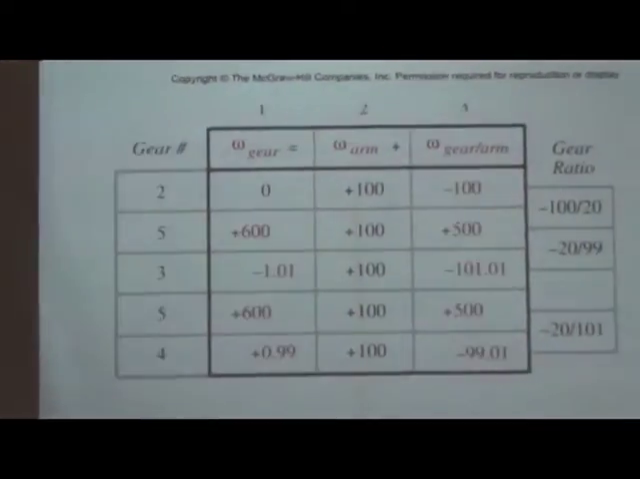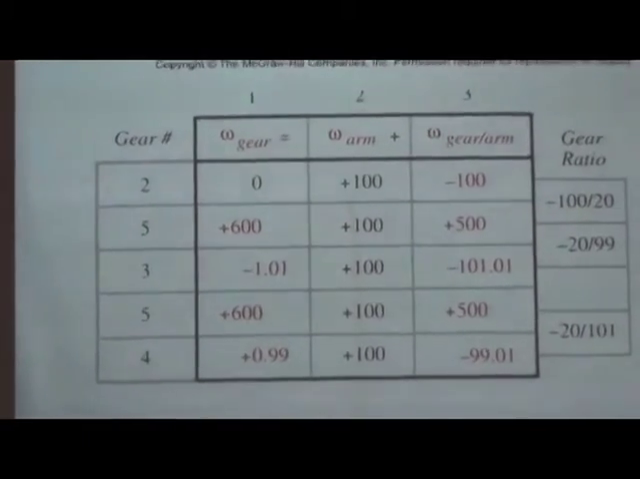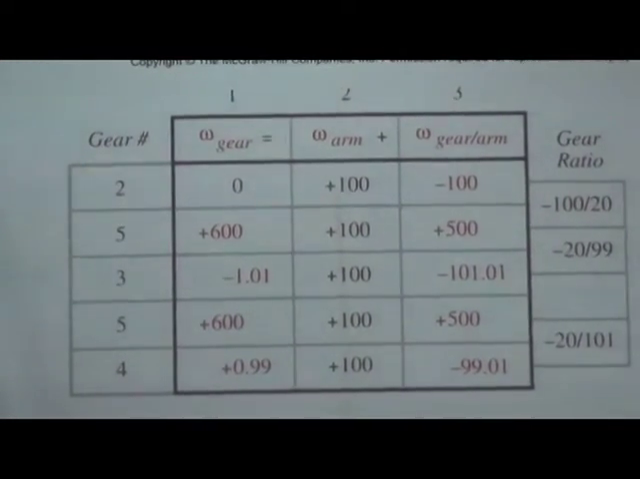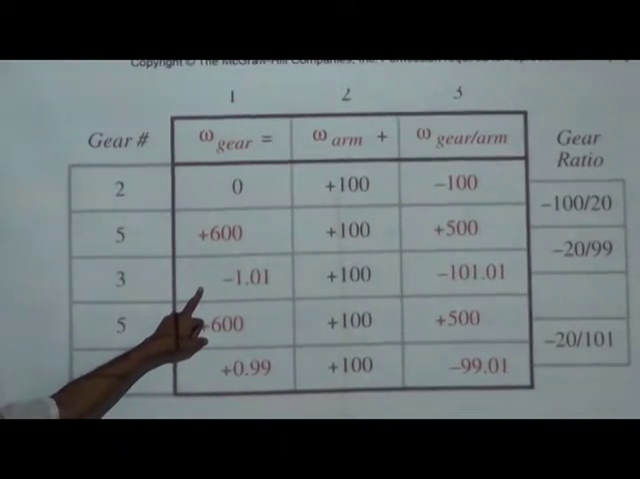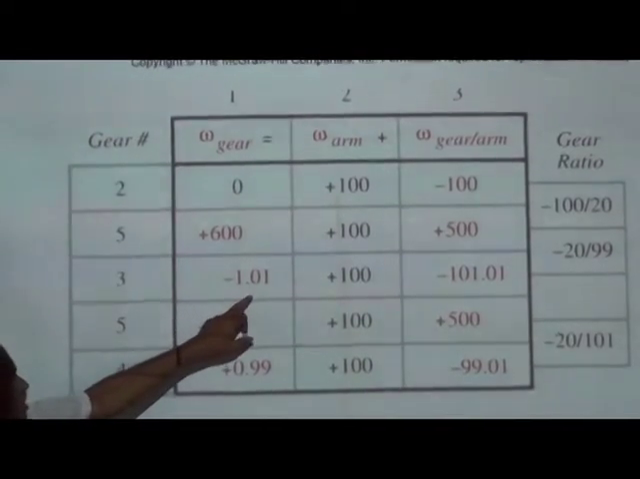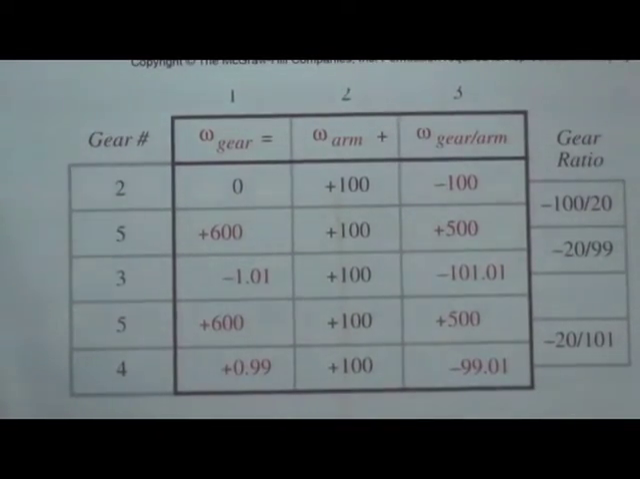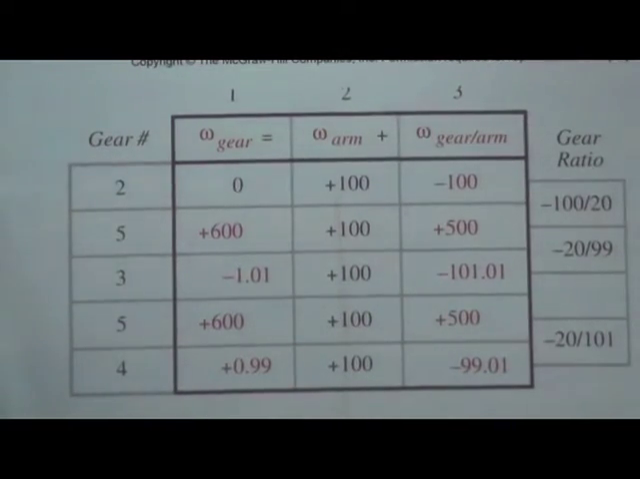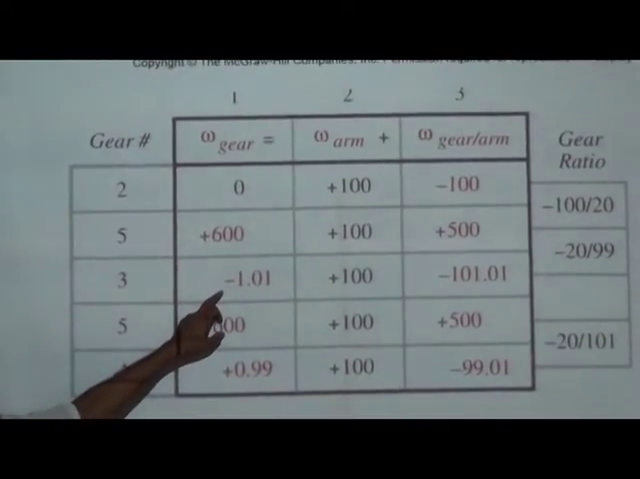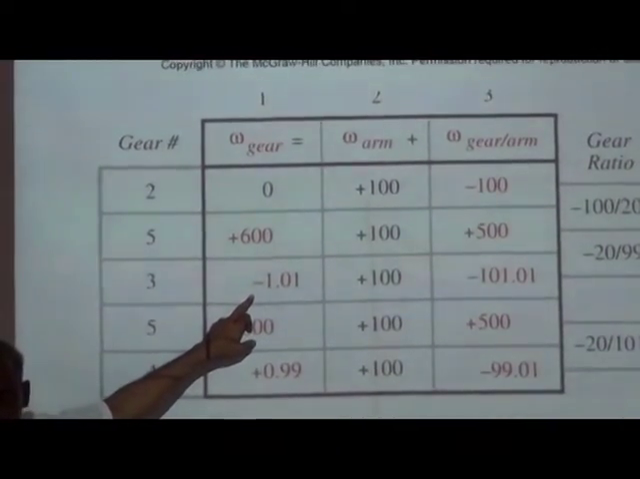This is how the table is filled up. Now you see that the third gear, that is the sun gear, will also rotate, with -101 or approximately -1, if I give 100 RPM as an input to the arm. I'm taking output from one of the sun gears, that will be in the minus direction, clockwise 1.